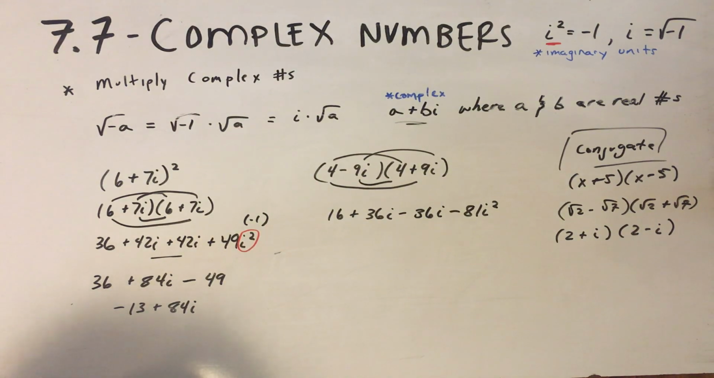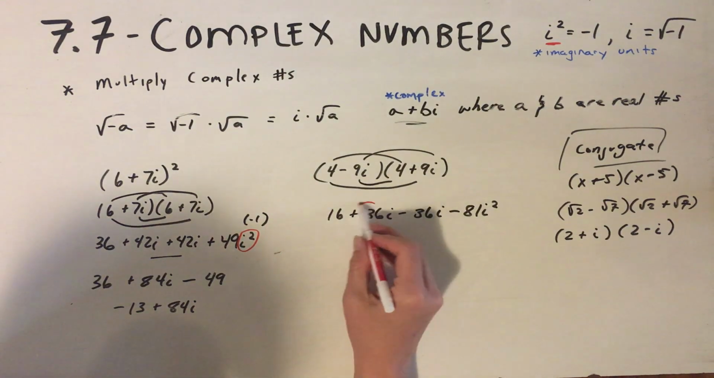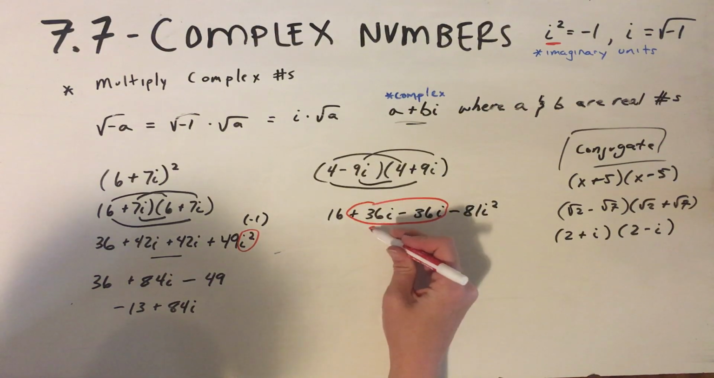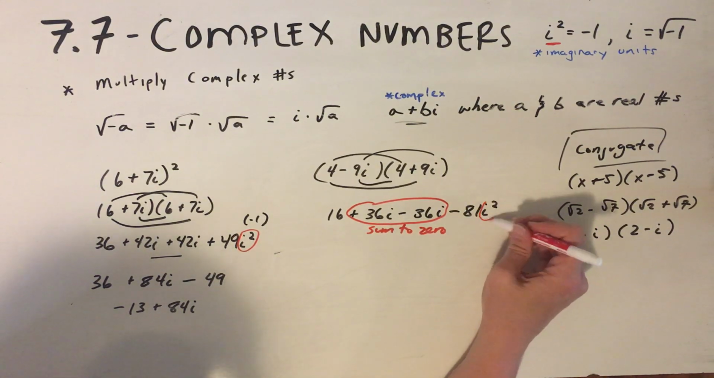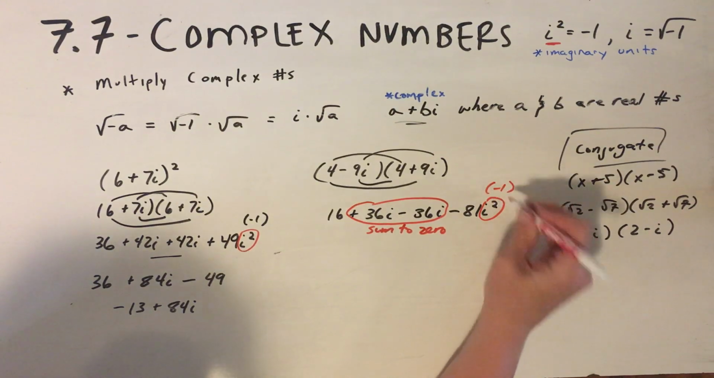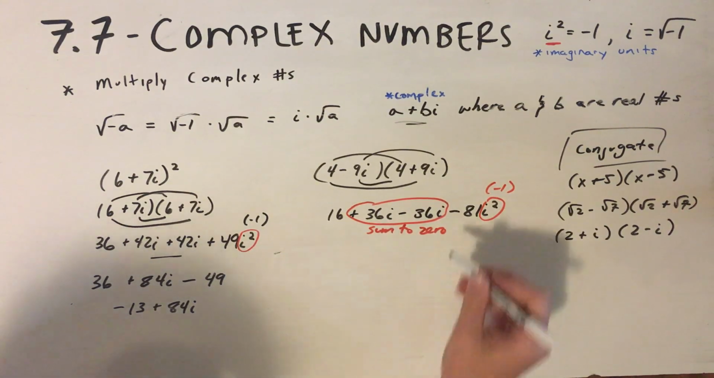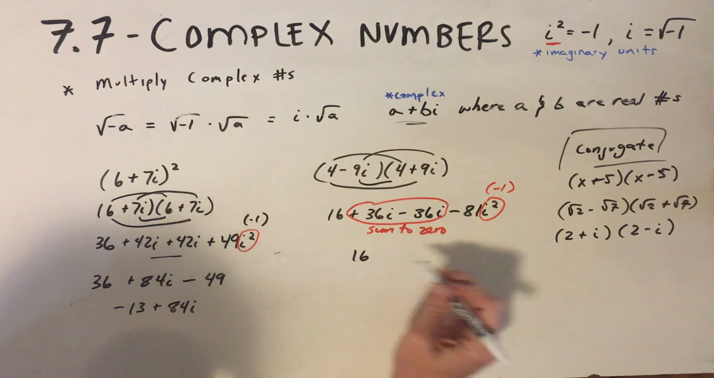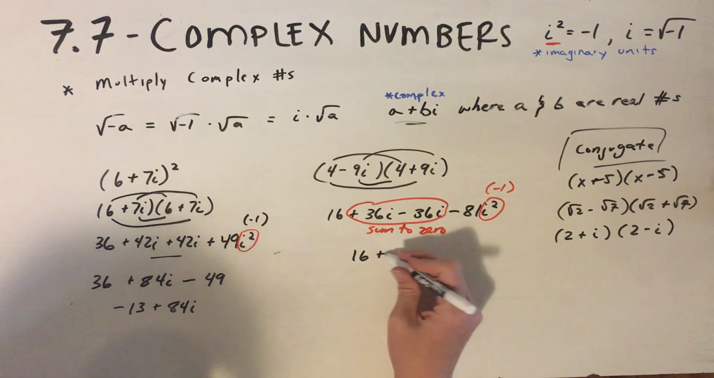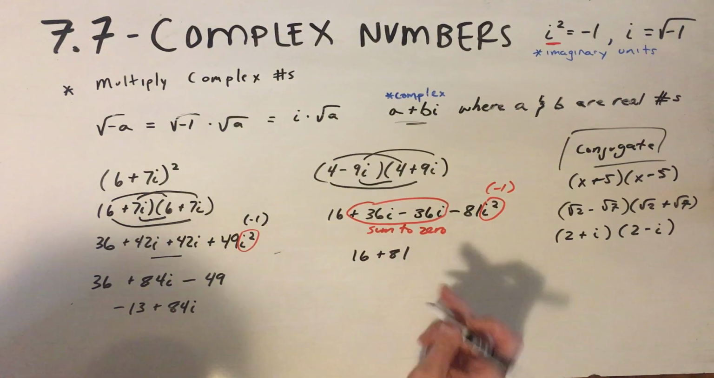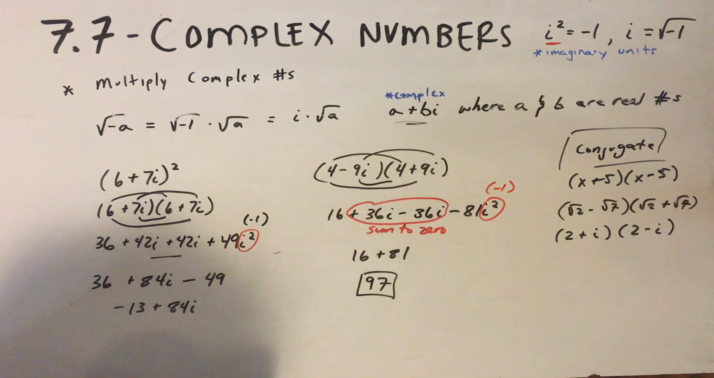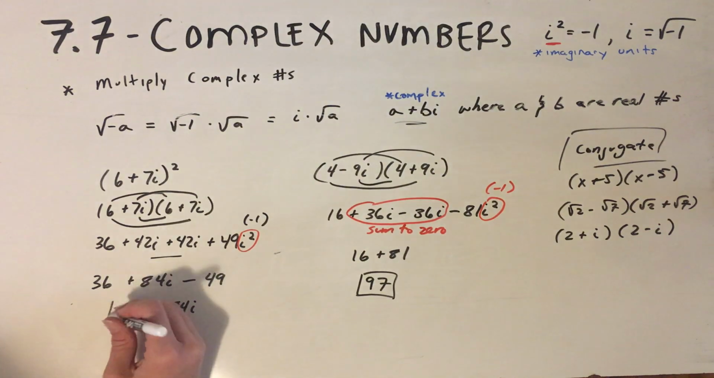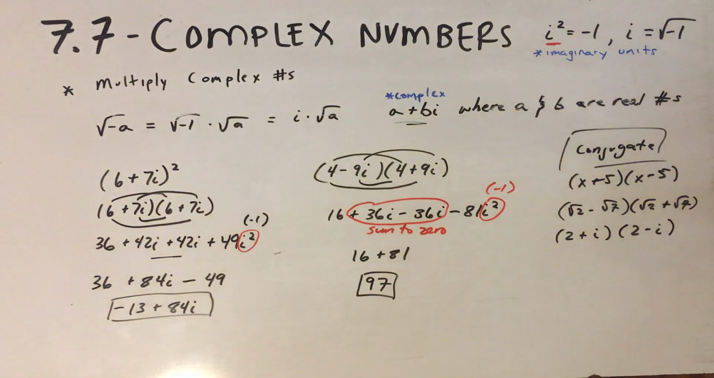You'll note here that when you multiply by the conjugate, these are like terms and they sum to 0. Also notice that this i squared has a value of negative 1. So negative times a negative is going to give me a positive 81. So I will get 97 here when I multiply these complex conjugates together. Okay, so these are several examples of how to multiply complex numbers.